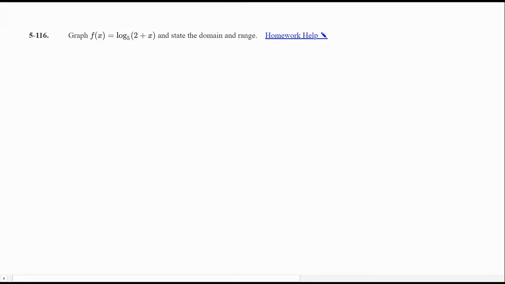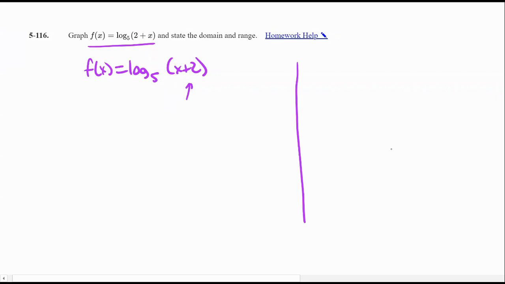Here we're asked to graph this log function and state the domain and range. So first thing here is I'm going to rewrite this as log base 5 of x plus 2, because that tells me that I am shifting the parent function 2 units to the left. So when I graph this, my vertical asymptote is really going to be at -2.